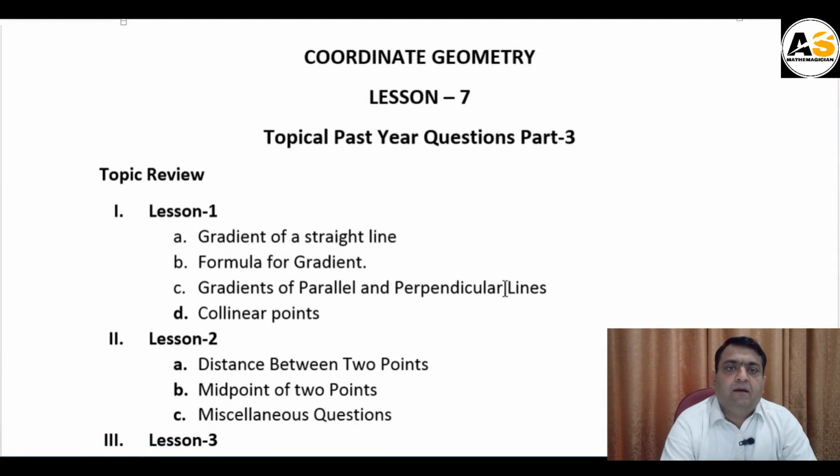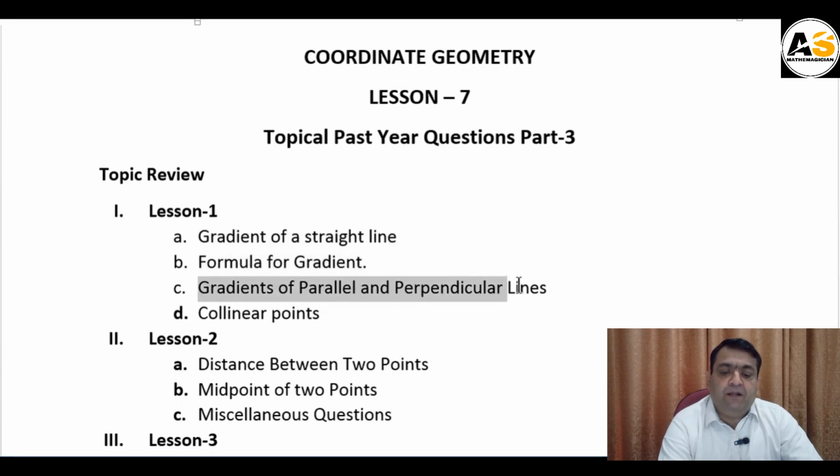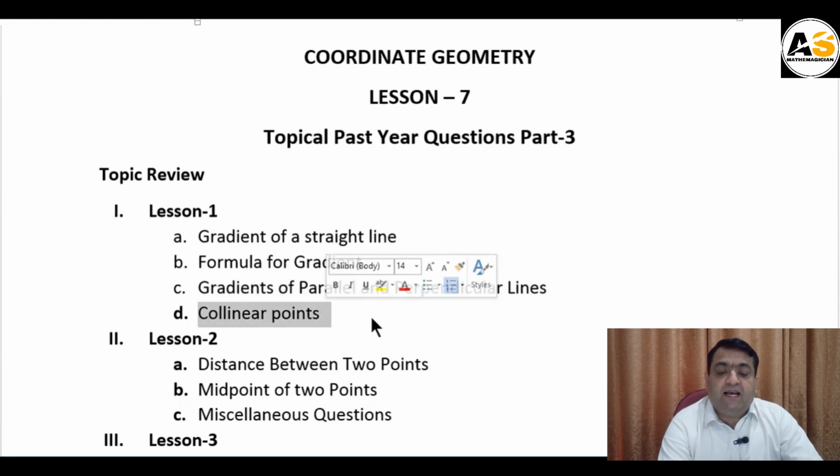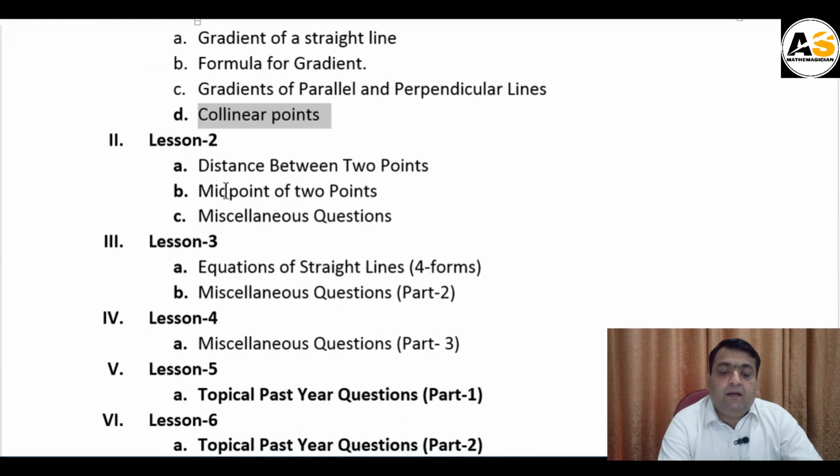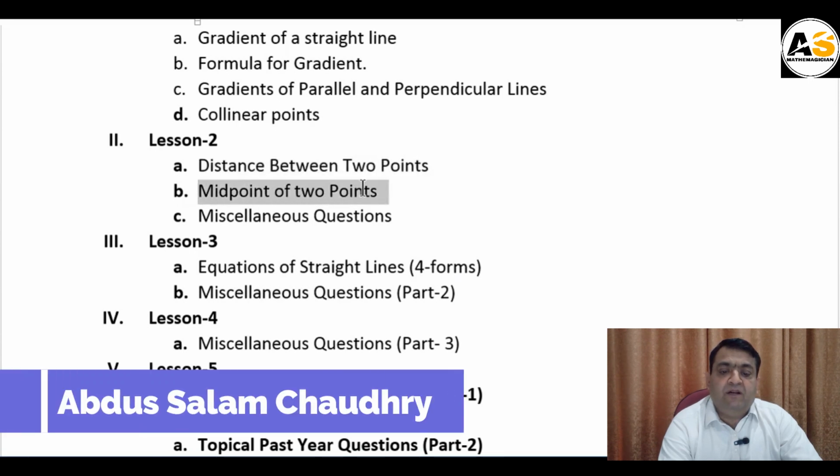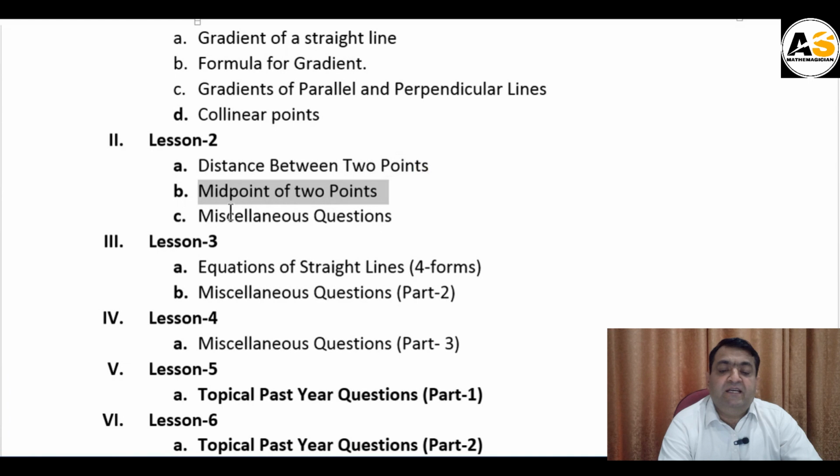Dear students, in the first lesson, we learned about the gradient of a straight line, the formula for finding the gradient, the relationship between gradients of parallel and perpendicular lines, and collinear points. In the second lesson, we learned the distance formula to find the distance between 2 points. We also learned the formula for finding the midpoint, and we solved some miscellaneous questions testing these concepts.